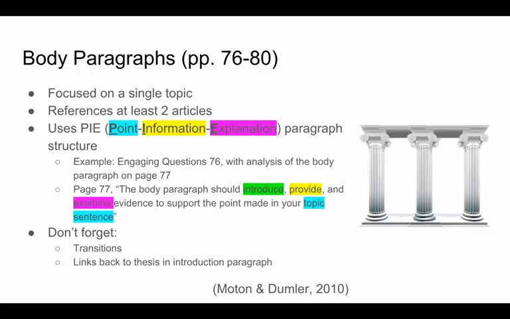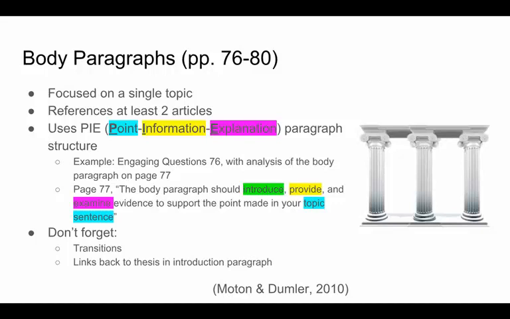And one thing that's also important that is iterated by one of the videos that I've made, as well as iterated in the book, is that you want to use a structure where you introduce your idea, you give an example or information that represents that idea, and then you explain the importance of that information, that example, and how it demonstrates the idea that you mentioned at the beginning. So I call this PIE structure, so point, information, explanation.